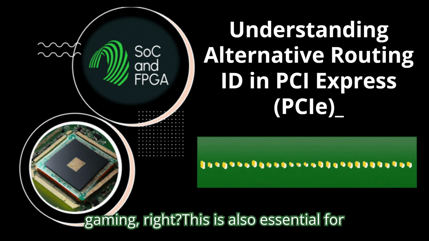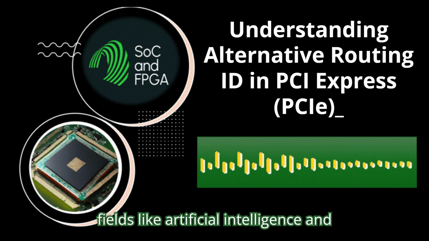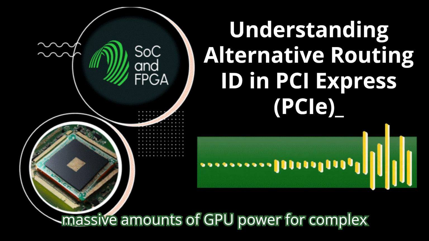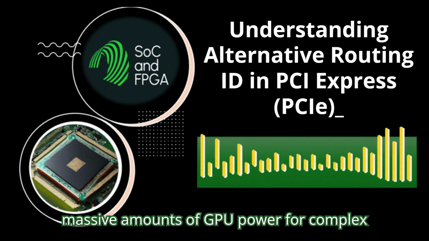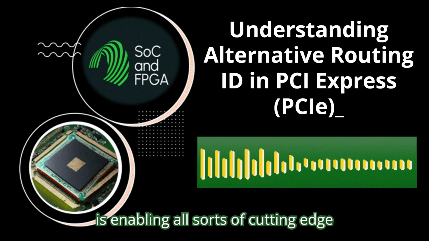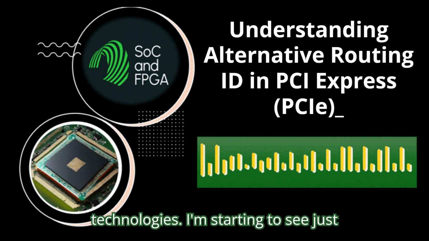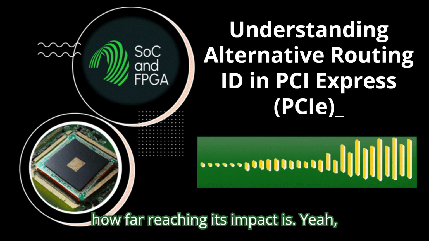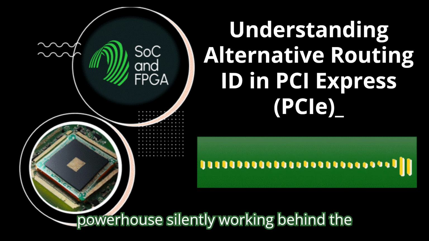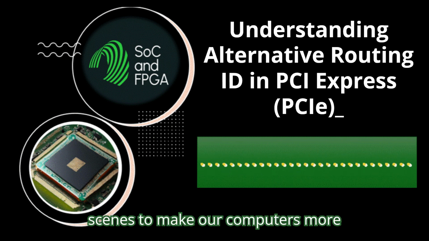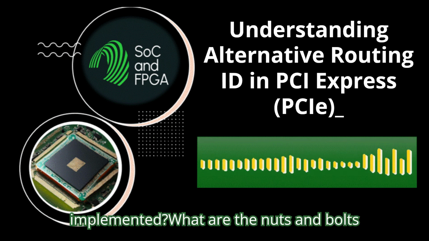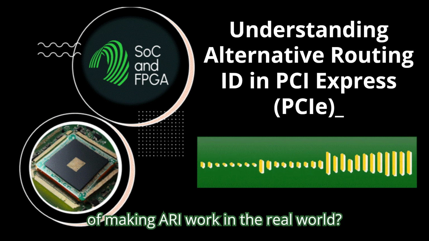And it's not just about gaming. Right. This is also essential for fields like artificial intelligence and scientific research, which require massive amounts of GPU power for complex computations and simulations. Okay, so ARI is enabling all sorts of cutting-edge technologies. I'm starting to see just how far-reaching its impact is. Yeah. It's clear that ARI is this incredible powerhouse, silently working behind the scenes to make our computers more efficient, powerful, and flexible. But how does all this actually get implemented? What are the nuts and bolts of making ARI work in the real world?